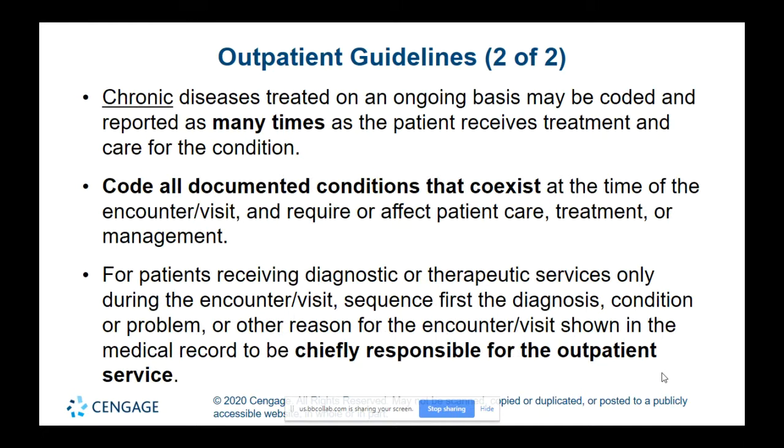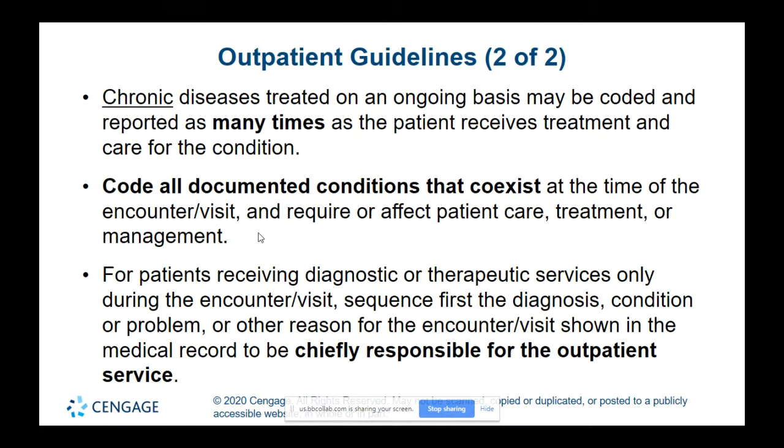Chronic diseases treated on an ongoing basis may be coded and reported many times with outpatient, whereas with an inpatient, you're going to code once for that encounter. If they were there, you don't code it every single time with the inpatient. But outpatient, you can code it as many times as the patient receives that treatment. You're going to code all documented conditions that coexist at the time. So you're going to code pretty much all those secondary things. You're going to code all of that within outpatient.